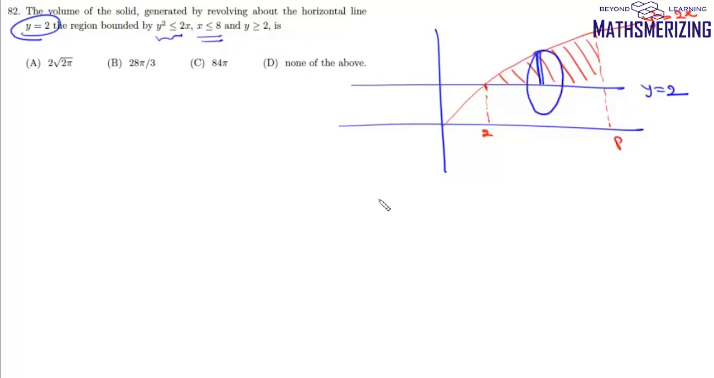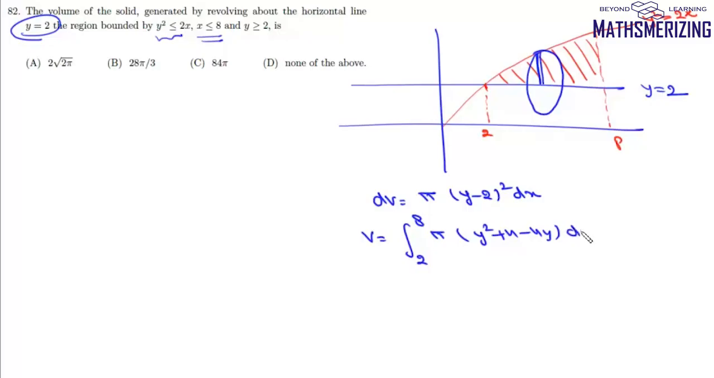We can write this small volume dv as pi. Now what is this radius? This radius is simply y minus 2. So it will be pi (y minus 2) square and then its width, which is dx. So volume will be this integral from 2 to 8 and then pi, and it will be y square plus 4 minus 4y dx.